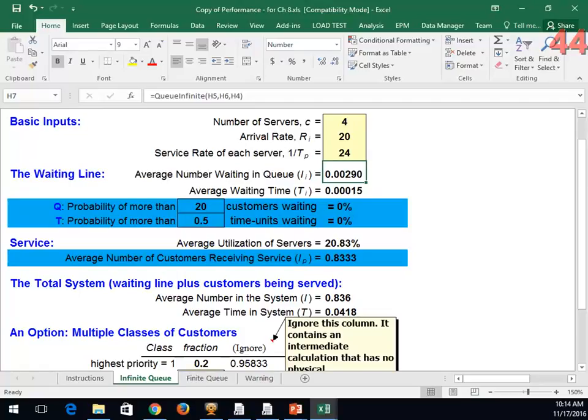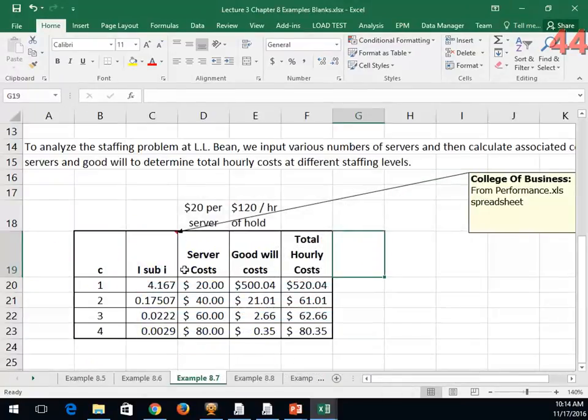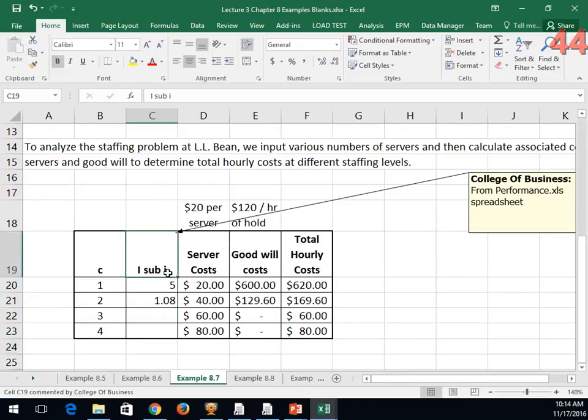So if they ask for that, then I have to come back through and go, okay, well, at 1 server I have 5 people in the system. At 2, I have 1.08, and then we would just plug that in instead of this, and continue to change that for total people in the system. So you just have to revise it.